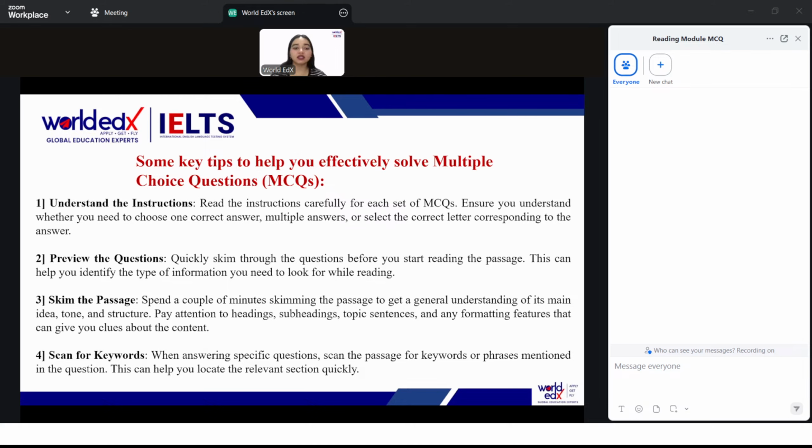Next is scan for keywords. This means that when you're answering specific questions, you need to understand the keywords or the phrases mentioned in the question, and you need to locate everything in the relevant section quickly. So these are certain things with which you will be able to find the answers if you follow along.